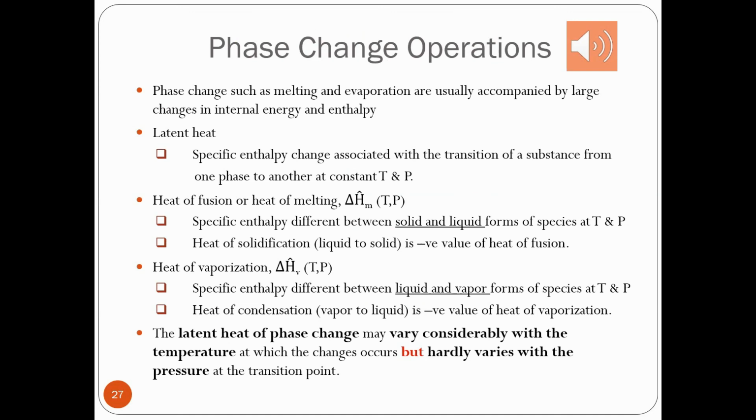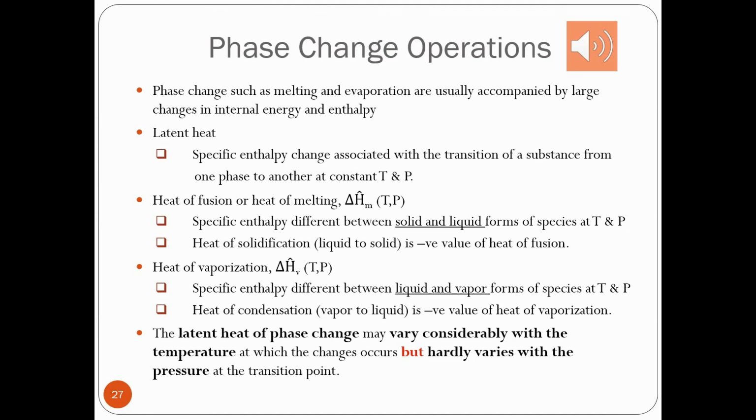The last process that we encounter in the examples, where we need to calculate the enthalpy for the hypothetical process path, is the phase change operation. Phase changes such as melting and evaporation are usually accompanied by a large change in internal energy and enthalpy. So usually we're going to see latent heat occur in the problems, as the specific enthalpy change is associated with the transition of a substance from one phase to another at a constant temperature and pressure.